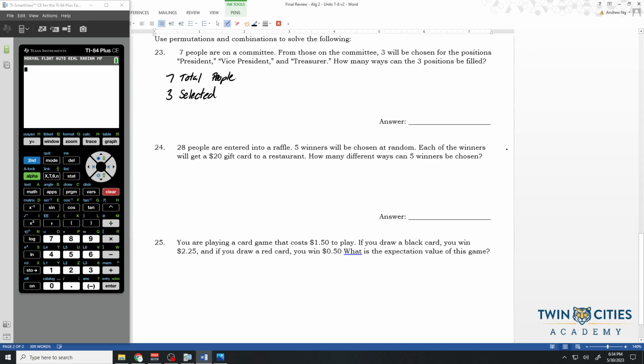And lastly, I want to know if the order in which they're selected matters. Another way to think of this is, what's the result of this, is it different or are they the same? So in this case, these roles, do they all have the same roles and responsibilities, or are they different roles and therefore they've got different responsibilities? Well, 3 will be chosen for the positions president, vice president, and treasurer. These are different roles. And if they are different, then this is a permutation.